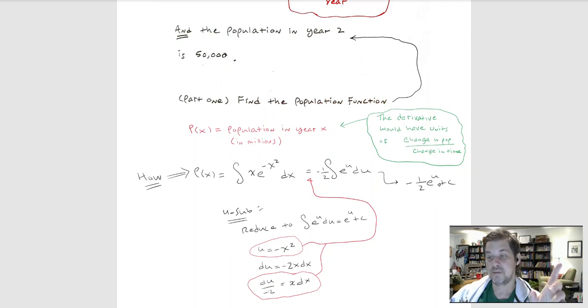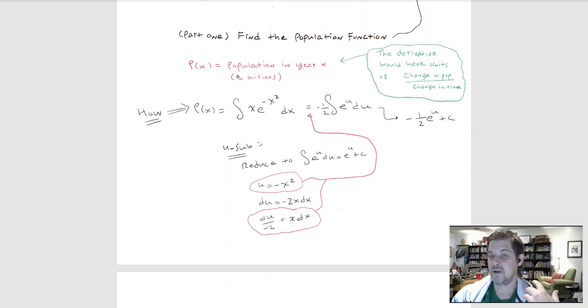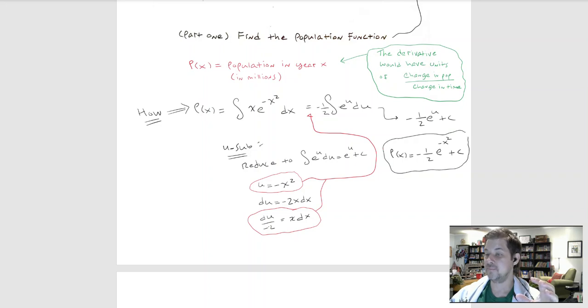There's my answer. Now, the variable u I used just to solve this integral. The original variable x is how I want to express my answer. So here's how I'm going to get it. The function that measures the population is p of x is negative 1/2 e, and the substitution I was using, which is still valid now, is u is negative x squared. So negative x squared, plus c. This seems like that will be my answer. That right there is the function.